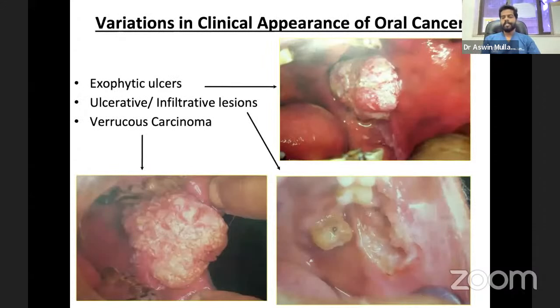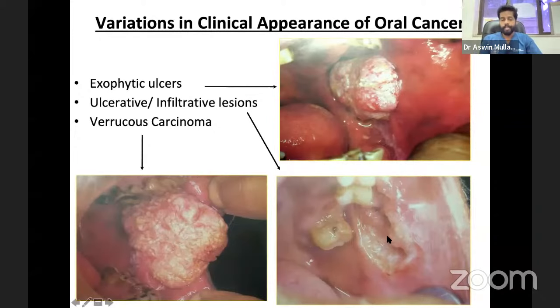Here we can see some clinical variations in oral cancer. In the very first picture, you can see a proliferative ulcer. There is an ulcer with a proliferative component. This exophytic ulcer can be termed an ulceroproliferative growth. The second picture is also a proliferative growth, but it is a pedunculated mass. These are kind of verrucous carcinoma.